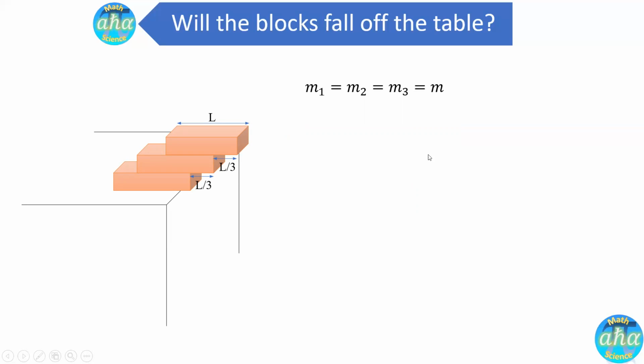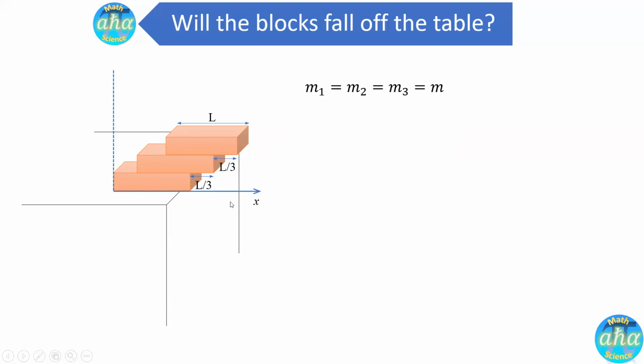So we can just assume that m1 equals m2 equals m3 equals m, and just use M to denote the mass of each block. Next, we need to figure out the position of each block. In order to figure out the position, we have to establish a coordinate. We can call it X.